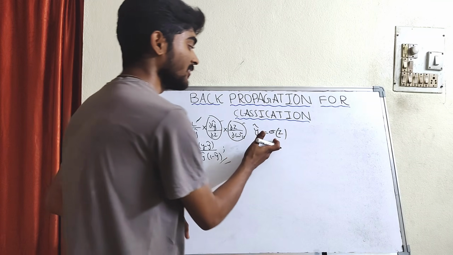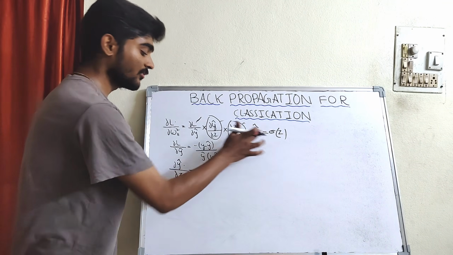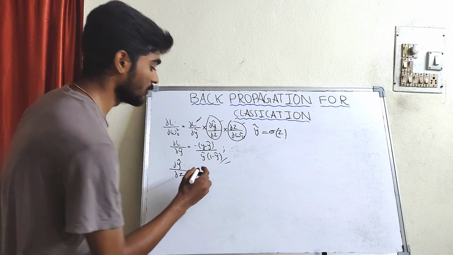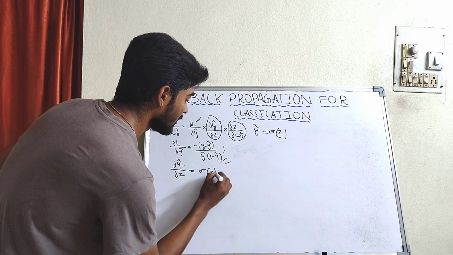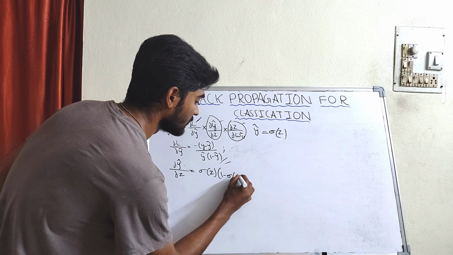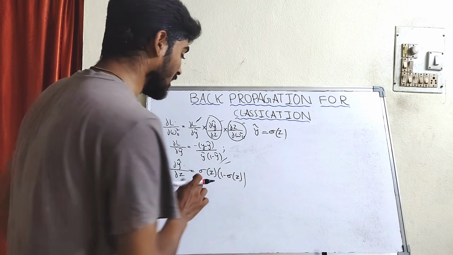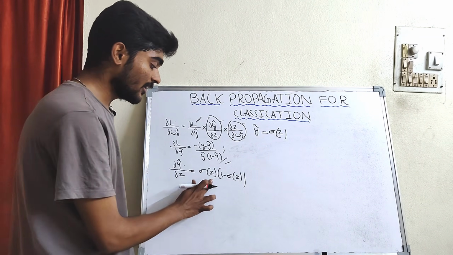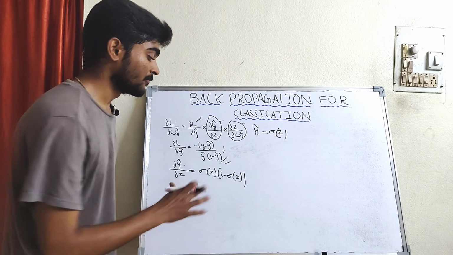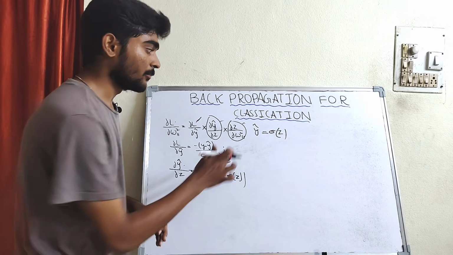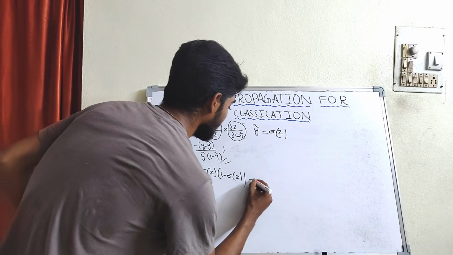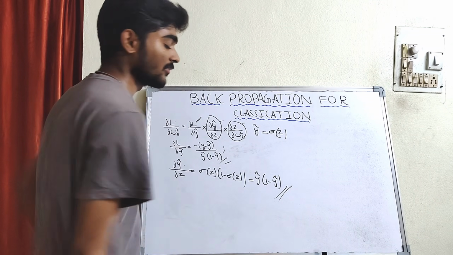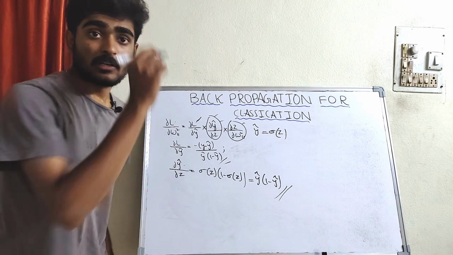Means indirectly you are calculating the partial derivative of sigmoid of z with respect to z. The sigmoid derivative is sigmoid of z into 1 minus sigmoid of z. Now this sigmoid of z is nothing but the y hat value, so this can be replaced by y hat into 1 minus y hat. Now we have successfully calculated our second derivative value.